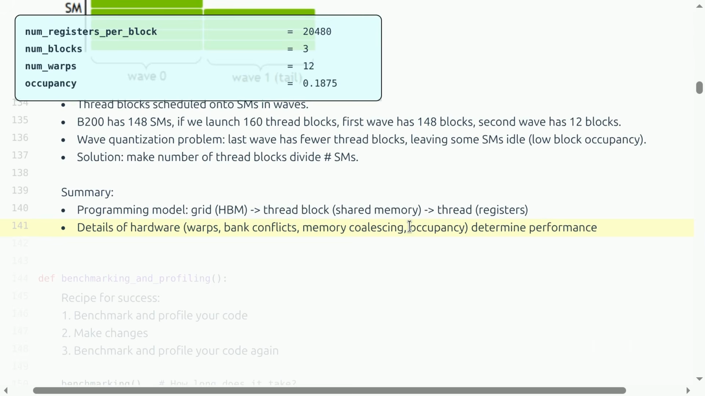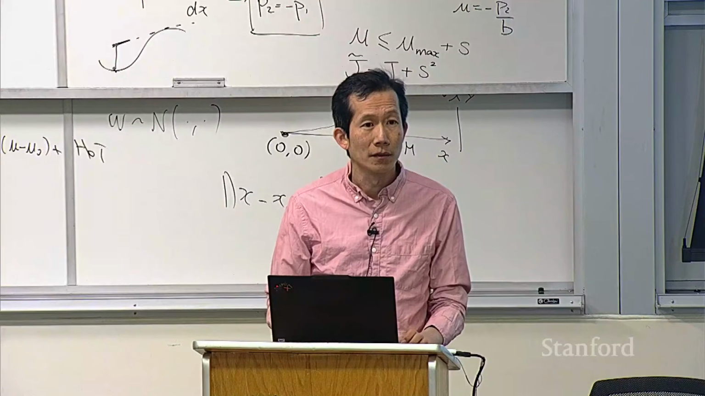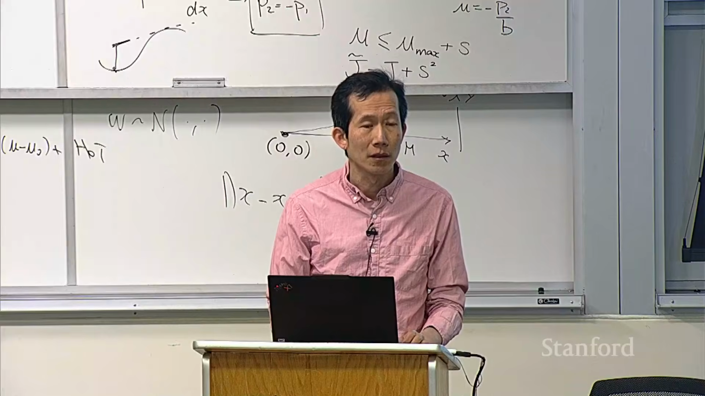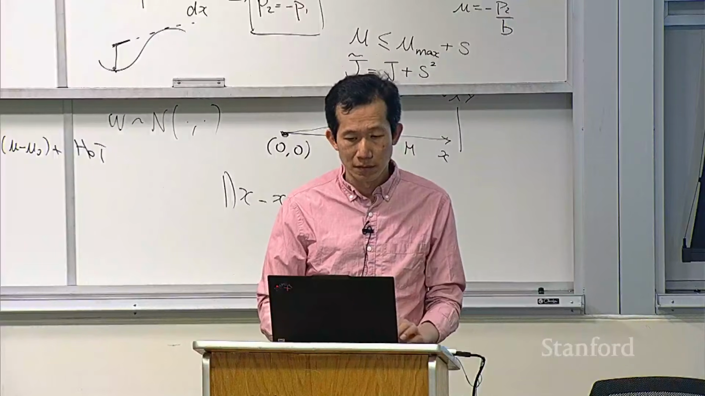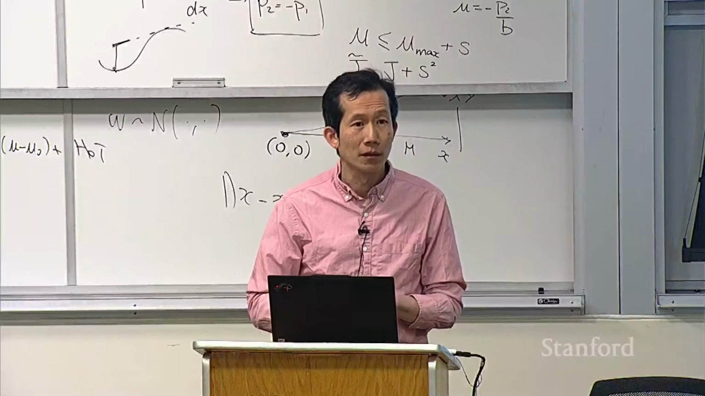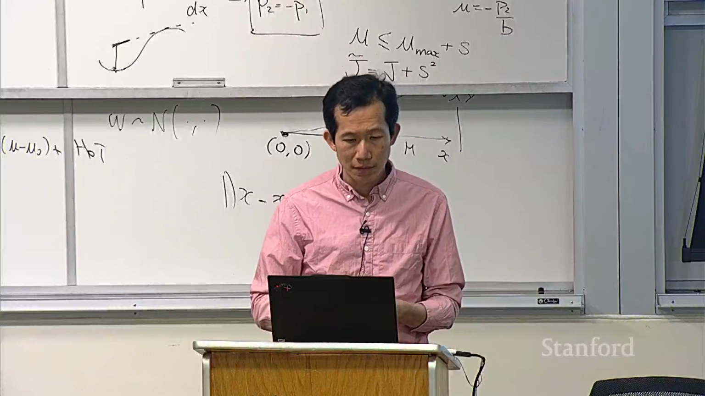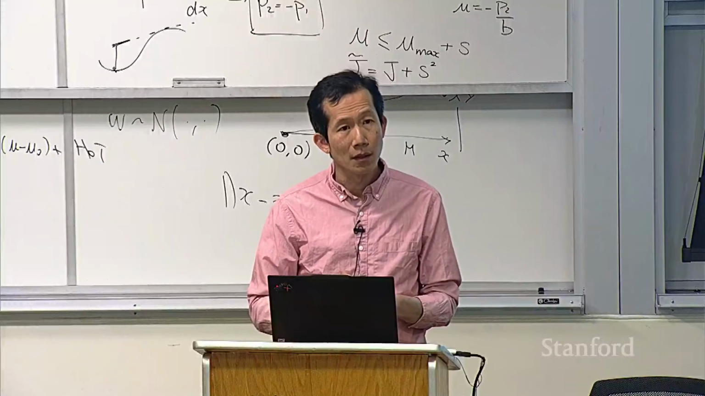Yeah, so quick question. Is there a scenario in which a thread block can share an SM? For example, in the problem that we see, we have 148 SMs and 160 thread blocks, right? And we have to launch in two different waves. Is there no way in which a block can share an SM?